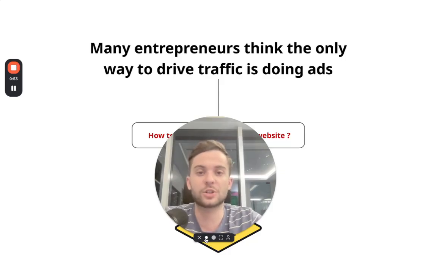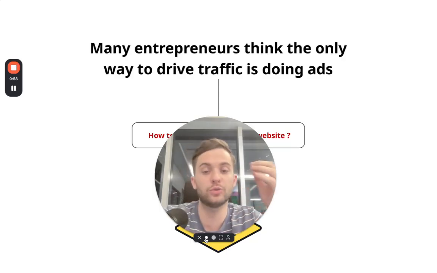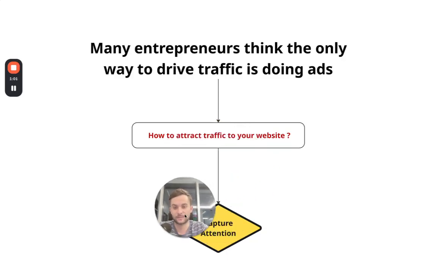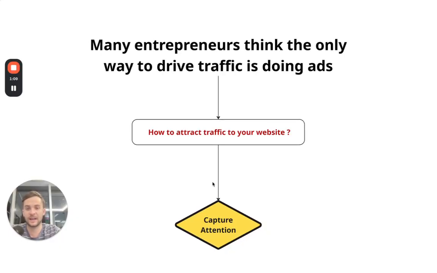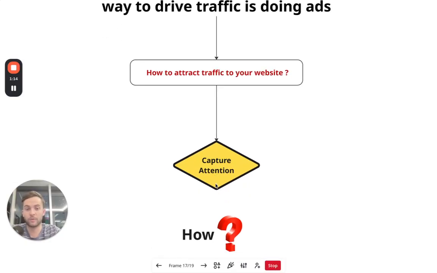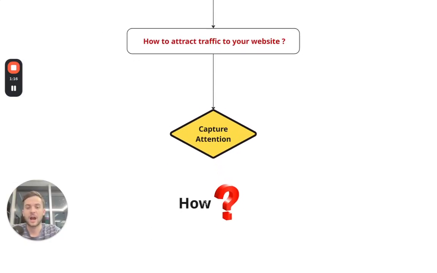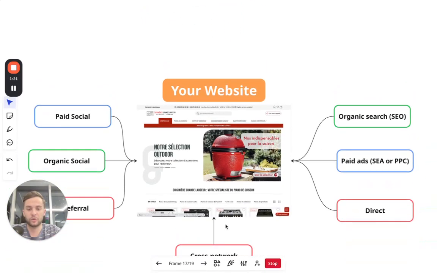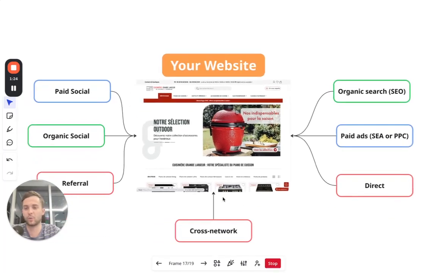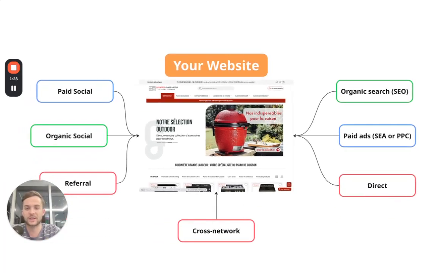In this video I'll show you these exact 7 sources with examples and how you should use them with your business. How to attract traffic to your website? The only thing you must ask is this, and the only thing is capturing the attention of your potential client. How do you do that? Let's take an example of your website. Here it's an e-commerce, but it works for every potential website, whether it's in B2B, in B2C, in e-commerce.